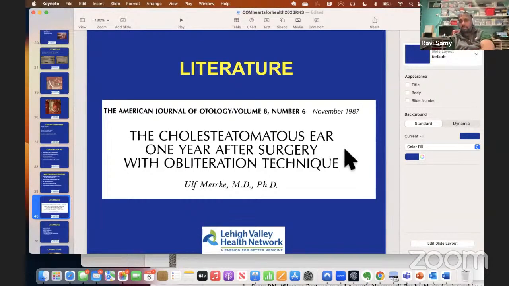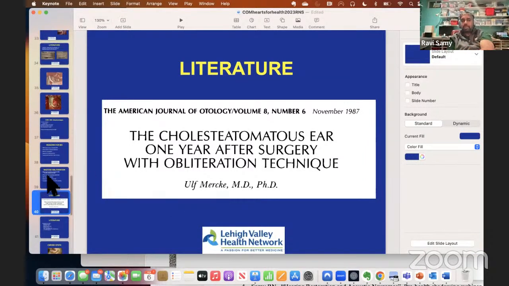And so some of the techniques are from a doc named Ulf Mirko, who's from Sweden. And we're going back now 35 years since he published his paper on some of the newer and more advanced techniques for cholesteatoma. And the world's small, right? It's very flat. So I will read papers from Japan and from Europe, from South America, from Asia, from Africa, because the more you read these in peer-reviewed journals, the better a physician you are, and you can take better care of your patients.